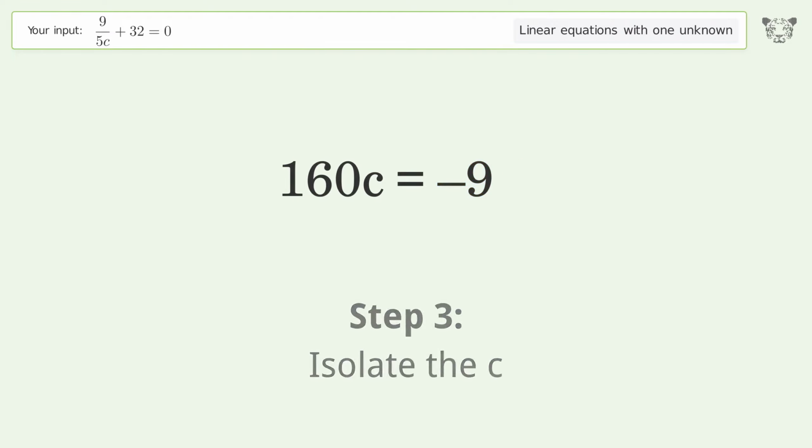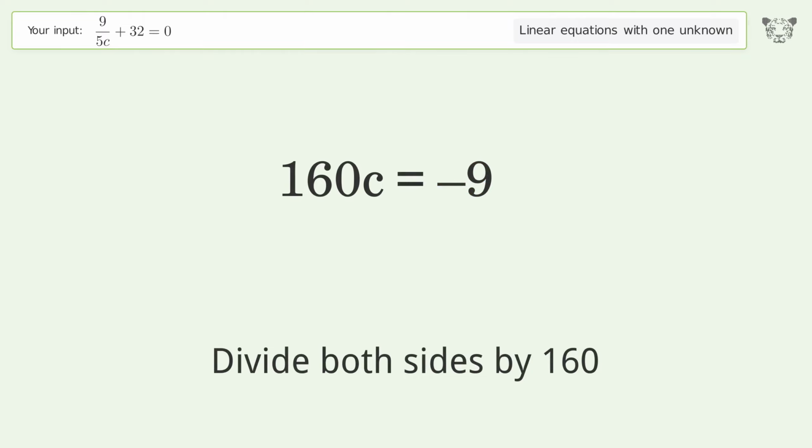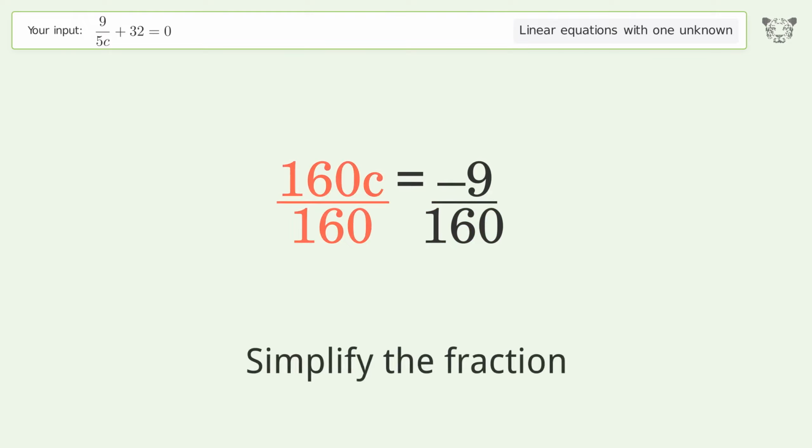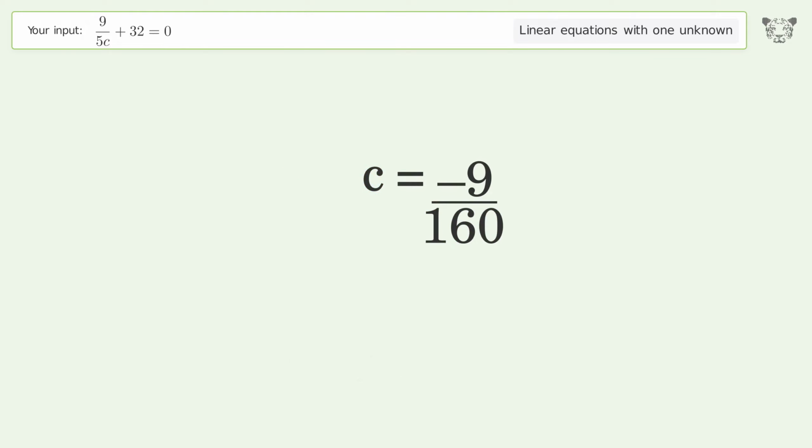Isolate the c. Divide both sides by 160. Simplify the fraction. And so the final result is c equals -9/160.